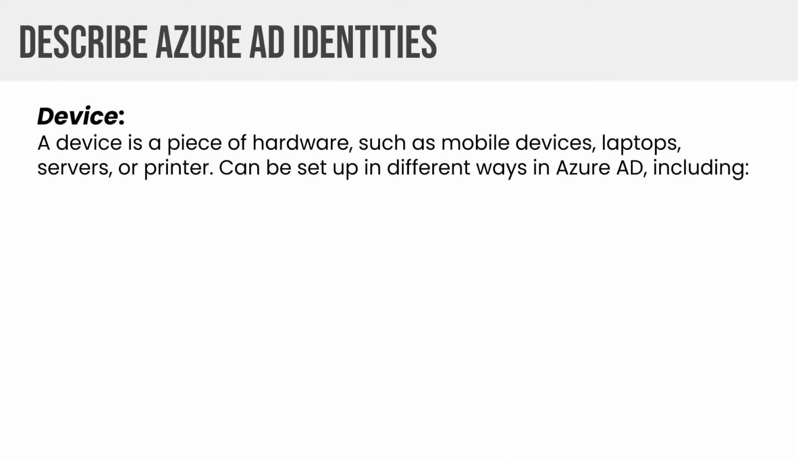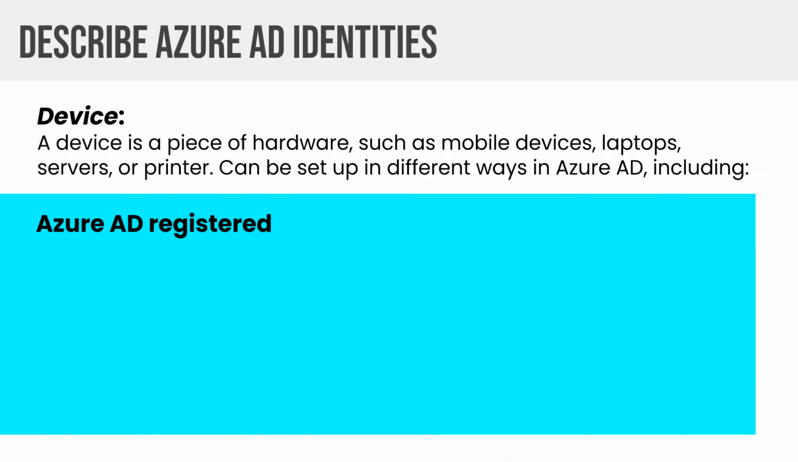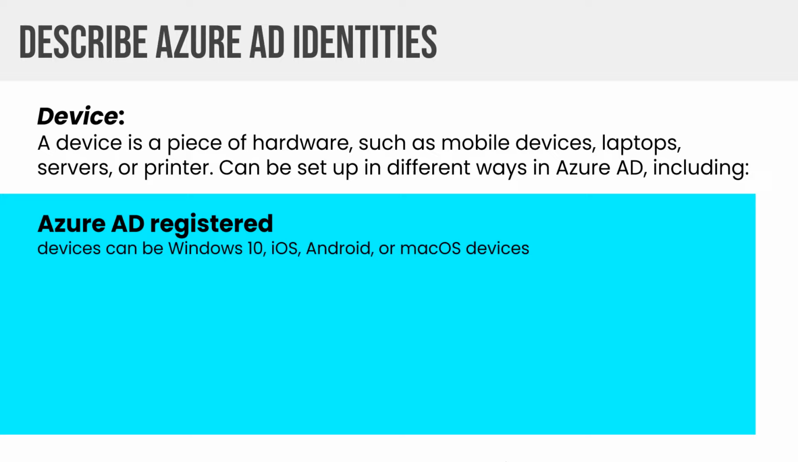So moving on, let's talk about devices. A device is a piece of hardware like a mobile device, a laptop, a server, or a printer, which can be set up in different ways in Azure AD, depending on our circumstances. So Azure AD registered, for example, devices can be Windows 10, iOS, Android, or Mac OS. These are often personal or BYOD devices. So really the goal of Azure AD registered devices is to provide your users with support for bring your own device or mobile device scenarios, in fact.